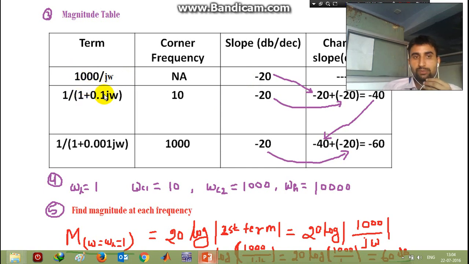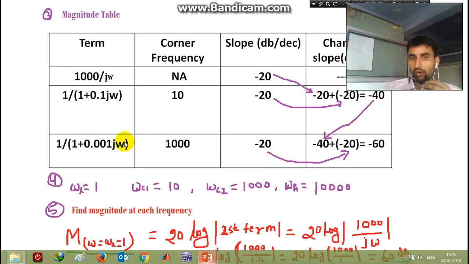So in the third step, till now we have discussed the second term. Now the third term will be 1 divided by 1 plus 0.001 j omega, and it has the corner frequency 1000, and it contributes slope again minus 20 dB, because an individual term of j omega is there. We do not have to consider the constant terms or any terms which are included here.